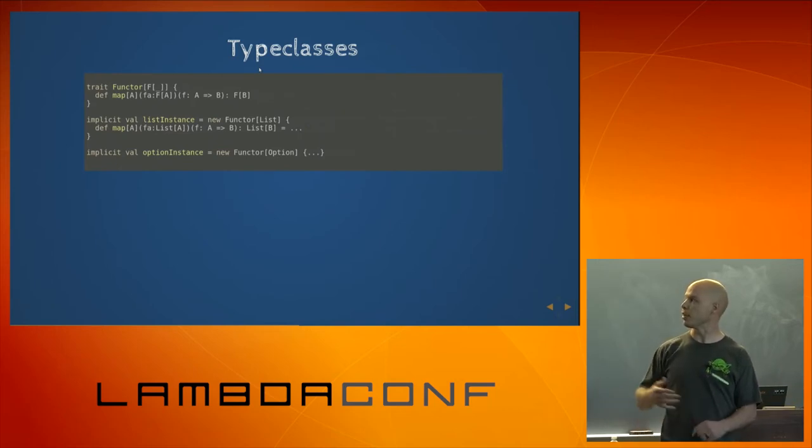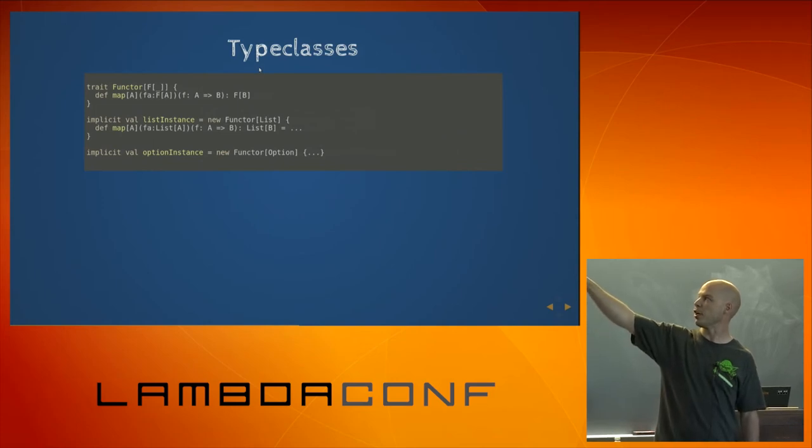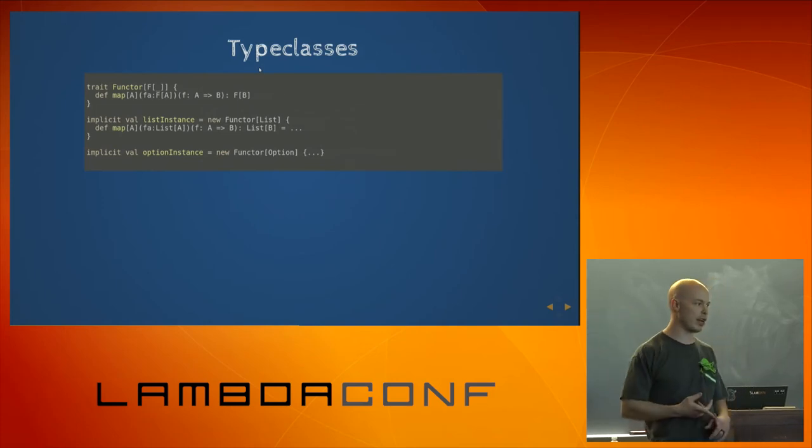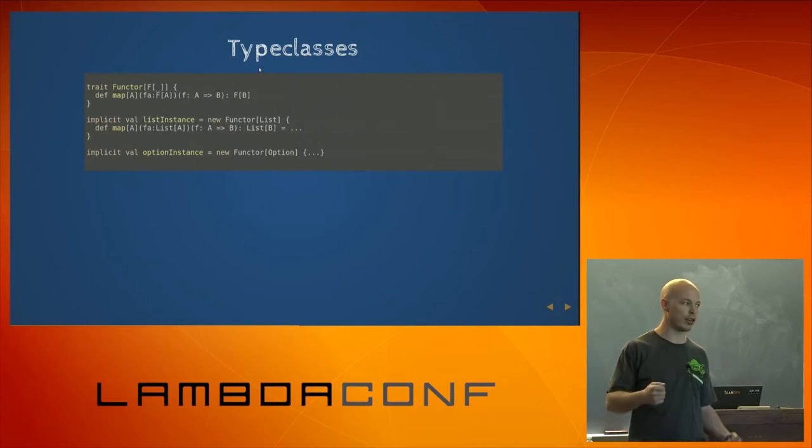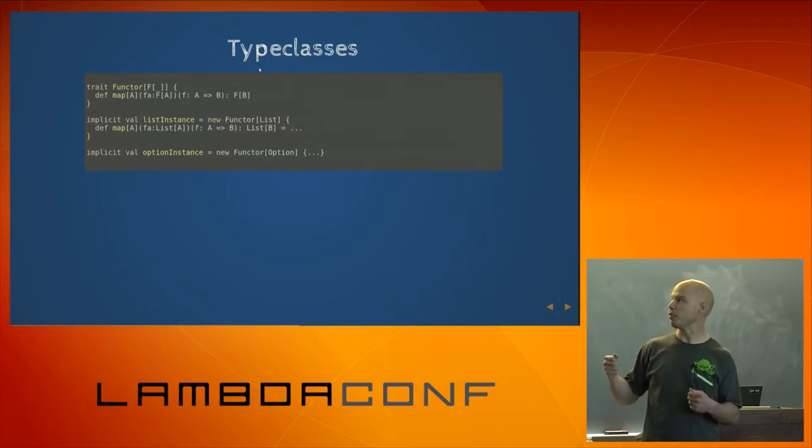And so what we're saying here is the List instance is defined over just List. It's not defined over List of A or List of a specific type. It's defined for all lists, regardless of what's in it. And then the A's come in the actual functions. So map is defined for any List of A given a function from A to B.